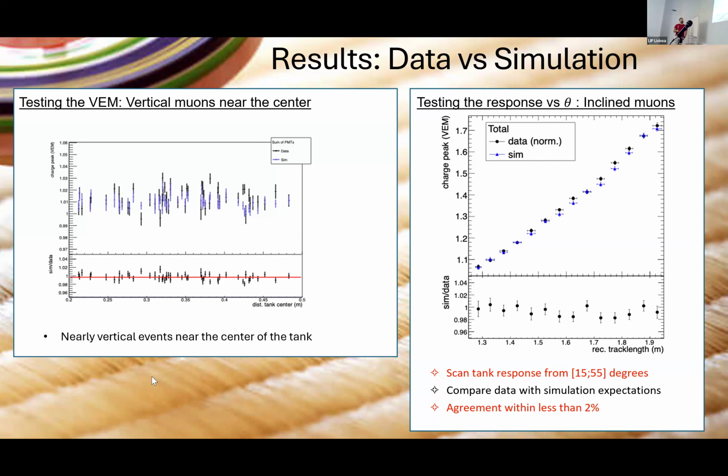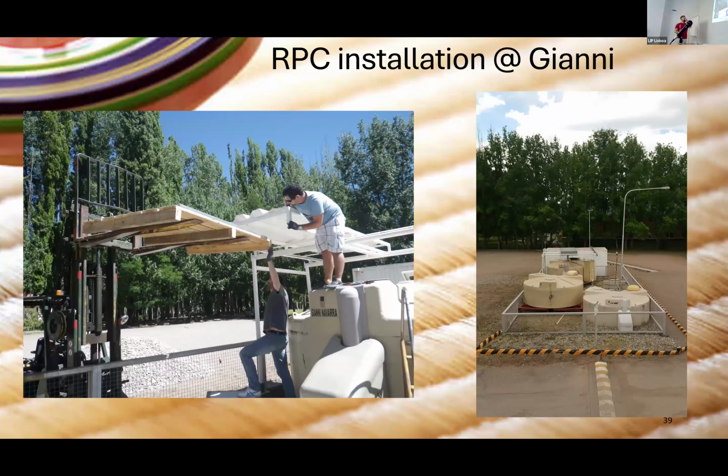We measure it, and you can see the agreement with simulation is very nice. It's under 2% fluctuations, and so this gives you credibility and allows you to expand simulations to measurements that depend on the angle of the showers.